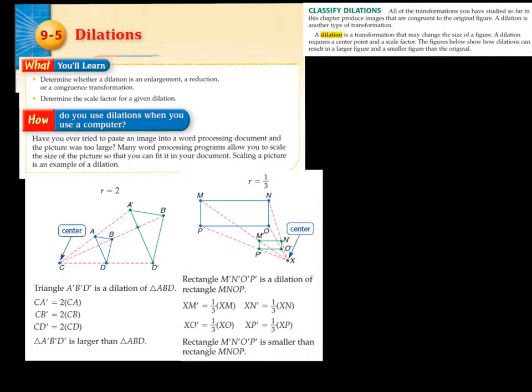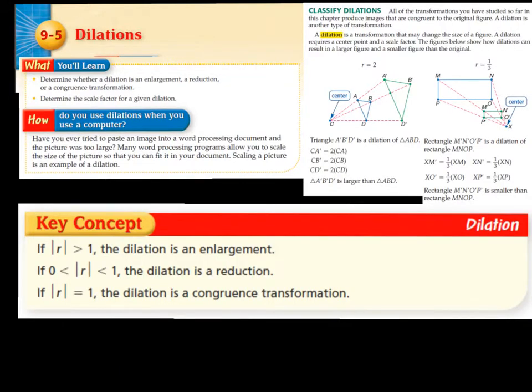In the next figure, r is 1/3, which is less than 1, so it creates a reduced image, smaller than the original. If the absolute value of r is greater than 1, the dilation is an enlargement. If the absolute value of r is between 0 and 1, it's a reduction. If the absolute value of r equals 1, it is a congruence transformation.